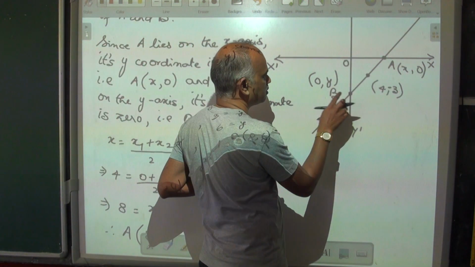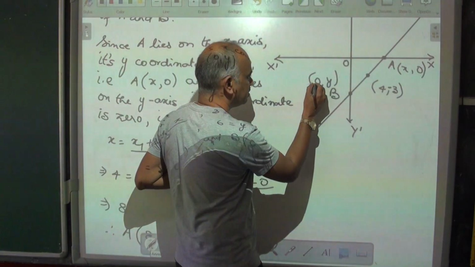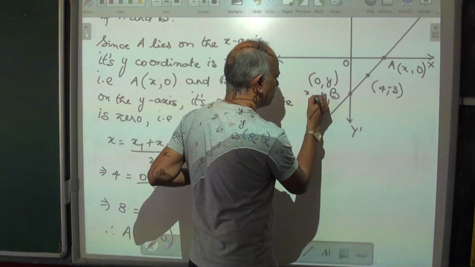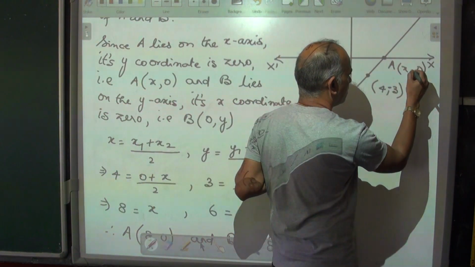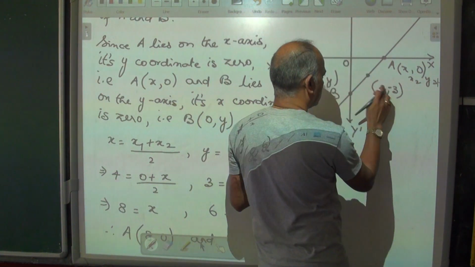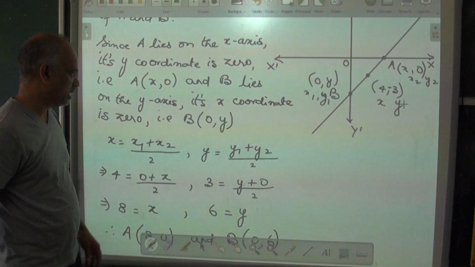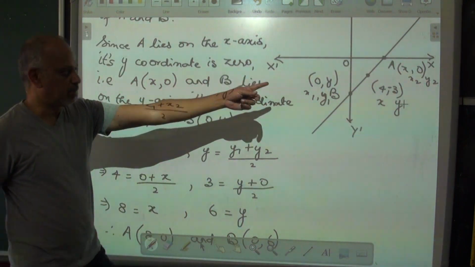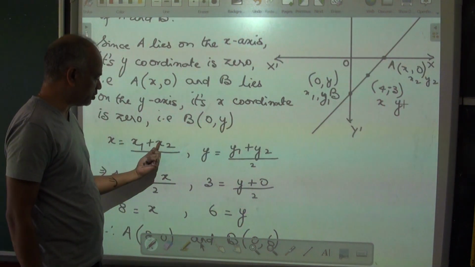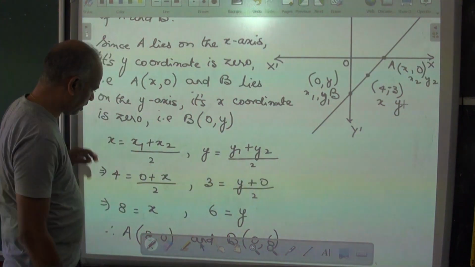Let's take this. This is the first point, x1, y1. And this is the other extreme point, x2, y2, and the midpoint is x, y. And substitute. Because this is the midpoint, we are using the midpoint formula. x = (x1 + x2)/2, and y = (y1 + y2)/2.